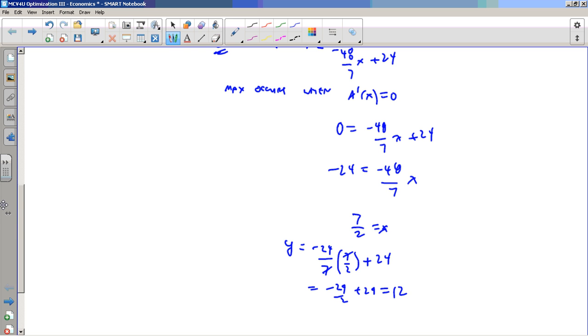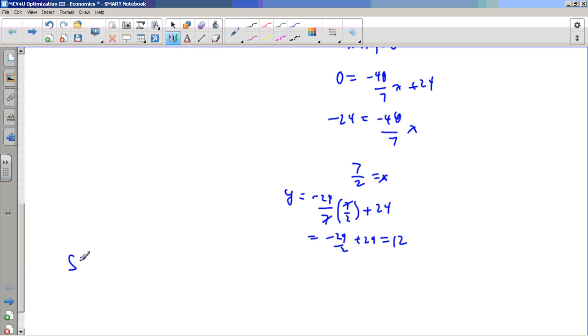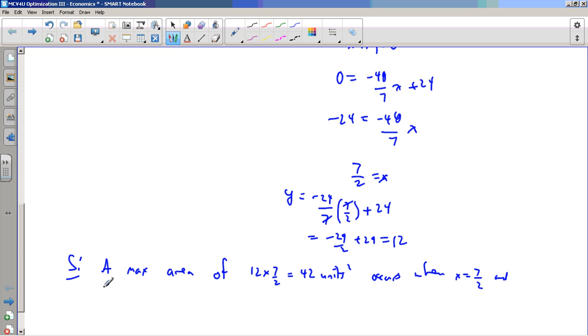So therefore, a maximum area of length times width, 42 units squared, occurs when x equals 7 halves, and y equals 12.